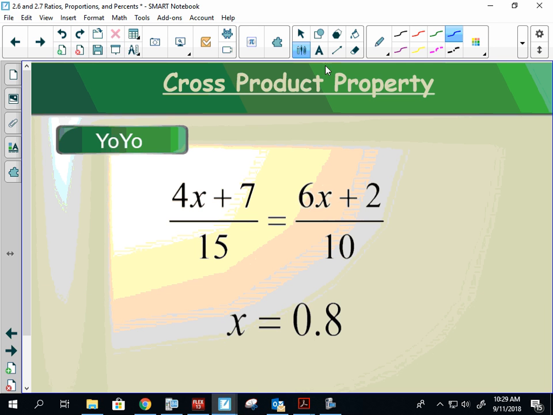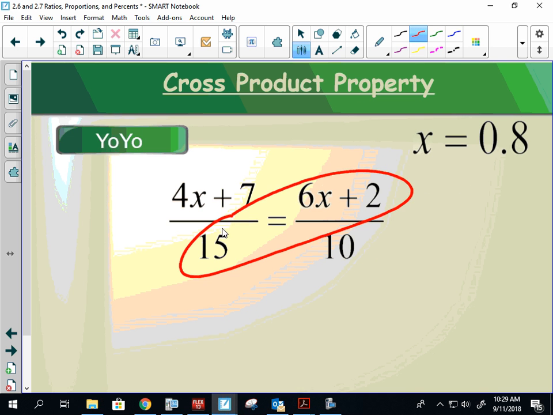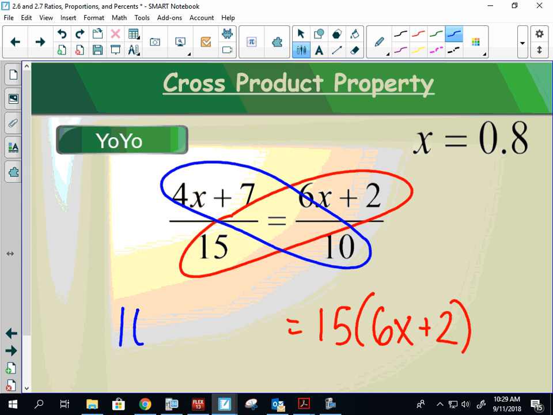Okay, welcome back. The answer you should get is 0.8 or 4/5. I'll show how we get that. So I need to undo dividing by 15 and multiply the 15 up to the other side. I'll then get 15 times the quantity 6x plus 2. Then I need to undo dividing by 10 and multiply the 10 up to the other side. And I get 10 times the quantity 4x plus 7.